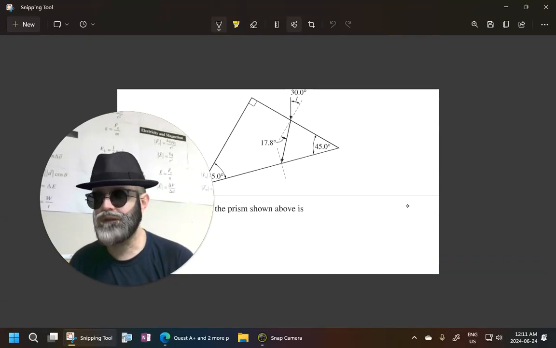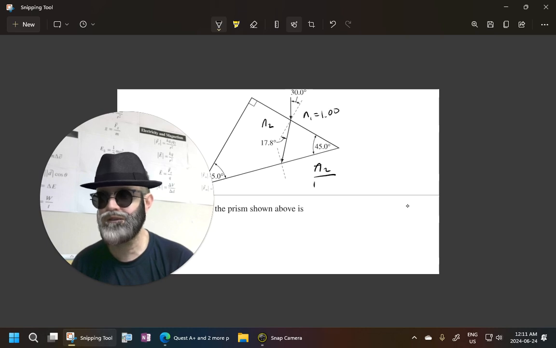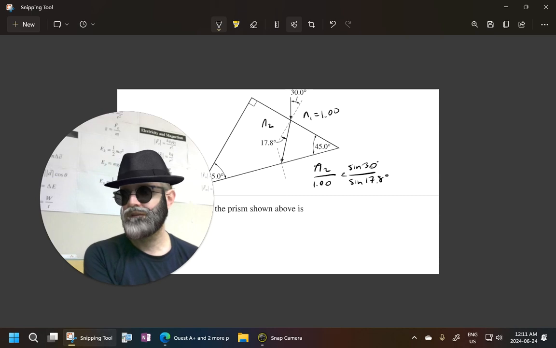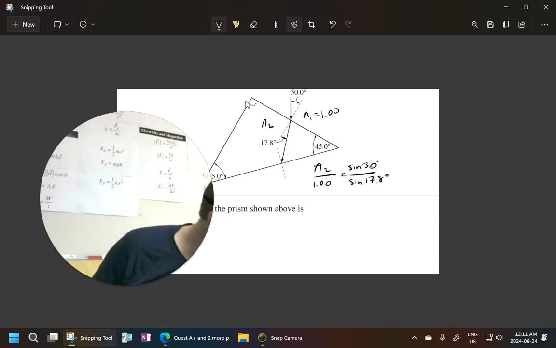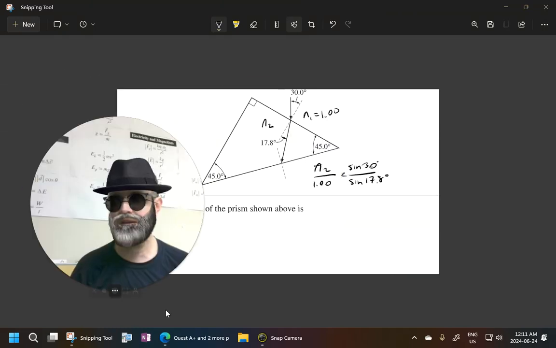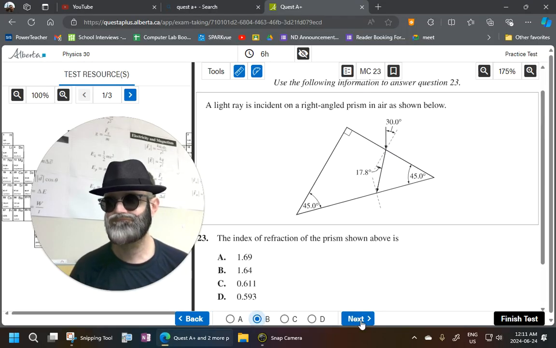Remember to do that. We're going to go n. We're trying to find n2 here. This is 2. So we have air, and 1 being air, so that's just 1.00. We have the angle 1, so remember that's going to be up here on the top, and then we have this second angle down here. So cross multiply, divide. Sine 30 divided by sine 17.8. I get 1.64. What's that? Oh, that's B. There we go, 1.64. Easy peasy.